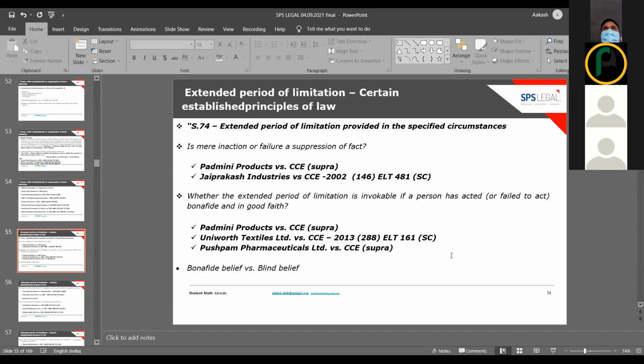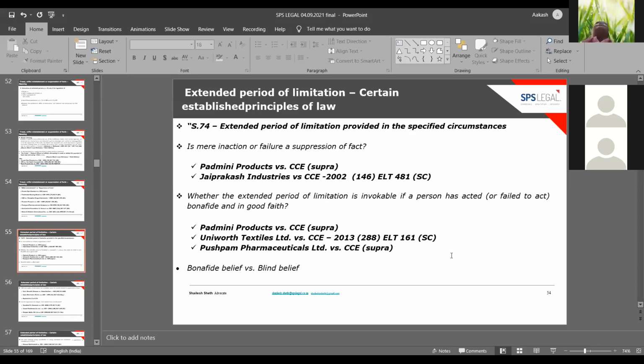Coming back to the next principle: is the extended period of limitation invocable if a person has acted in bona fide and in good faith? The answer is no. If it can be proved that the person has not acted mala fide or with an intent to evade payment of tax or duty, then applying the ratio laid down in Padmini Products, Uniworth, and a host of other judgments, the extended period cannot be invoked on the charge of willful suppression. Because the word used is willful, the word willful, or deliberate or intentional, has been elaborately dealt with and explained by the Supreme Court in all these judgments.